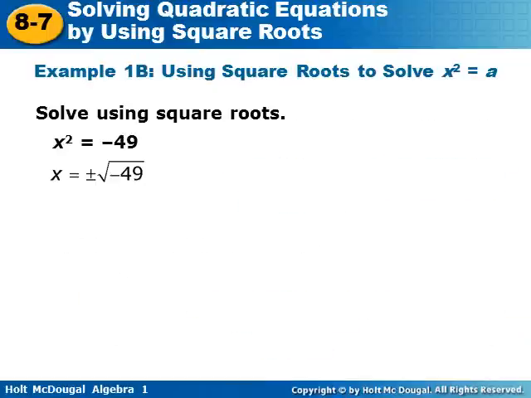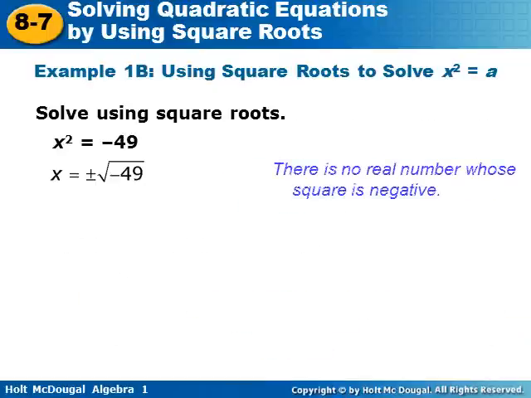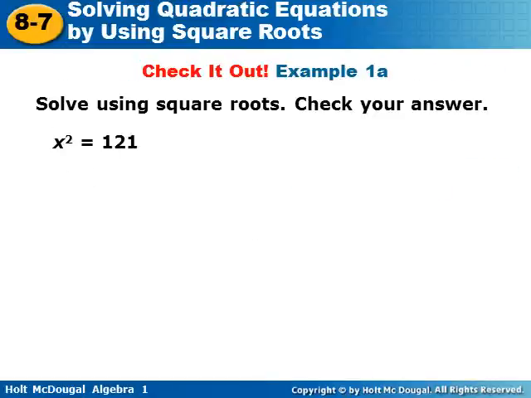Solve using square roots. X squared equals negative 49. So we would take the square root of both sides and we get x equals plus or minus the square root of negative 49, but there's no real number whose square root is negative. So there's no real solution.